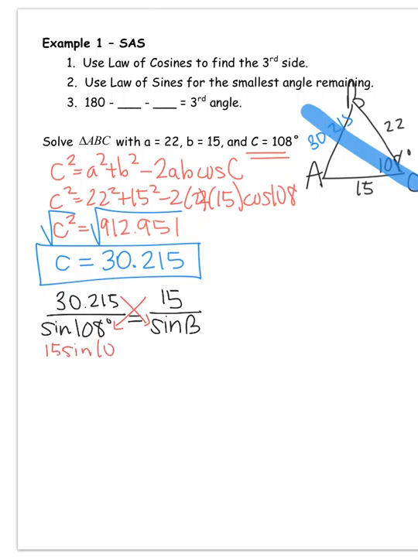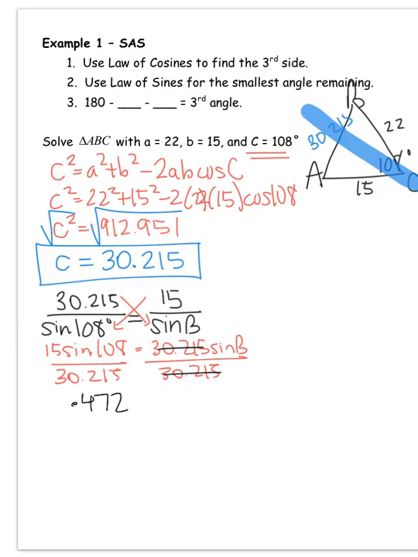15 sine 108 equals 30.215 times the sine of B. And divide by 30.215. And pause while I type. Okay, 0.472 equals the sine of B. And when I know the sine but I don't know the angle, I do the inverse. So second sine, second answer.